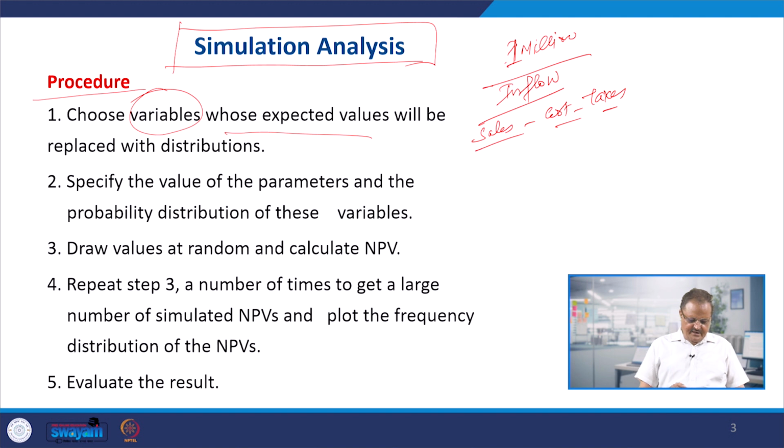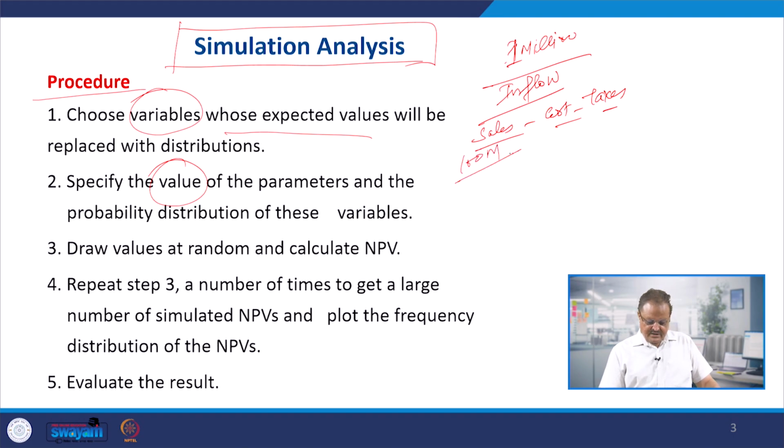Then the second step is to specify the value of the parameters and the probability distribution of these variables. So what is the value of these parameters? For example, you say that the sales are going to be 100 million. If the sales are going to be 100 million, what is the probability of that? You have to give the probability in subjective terms. Sometimes you can give the probability in objective terms also, but for example you say that the probability is 0.7, or you call it 70%.